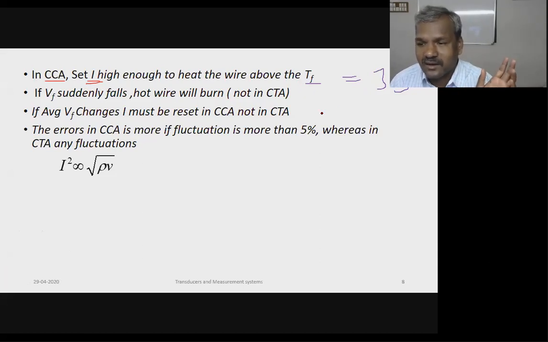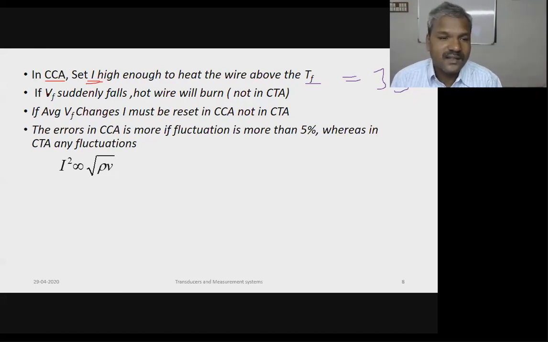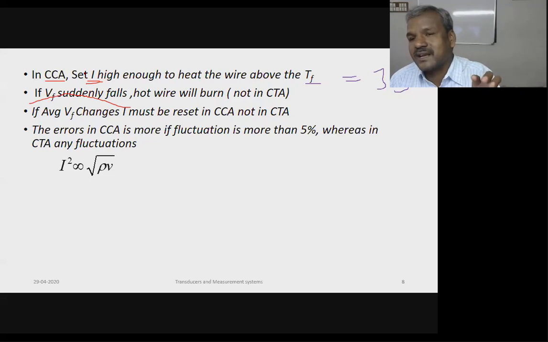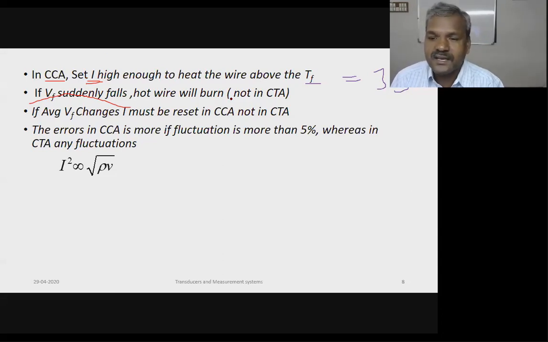According to the relation, T minus TF is there. That temperature difference is a measure of our resistance change. So if you set a high temperature to heat the wire, sometimes the wire will burn. If the velocity of the flow falls down, the hot wire will burn, because we already set the constant current I high. This problem does not occur in the constant temperature anemometer. That's why the constant temperature anemometer is widely used.